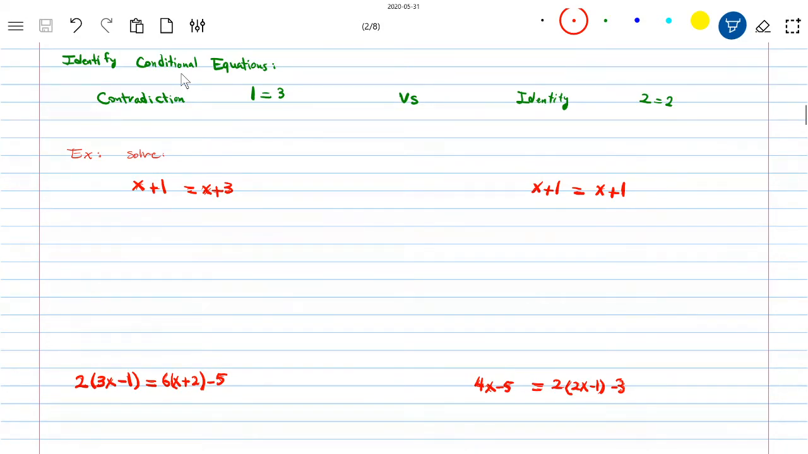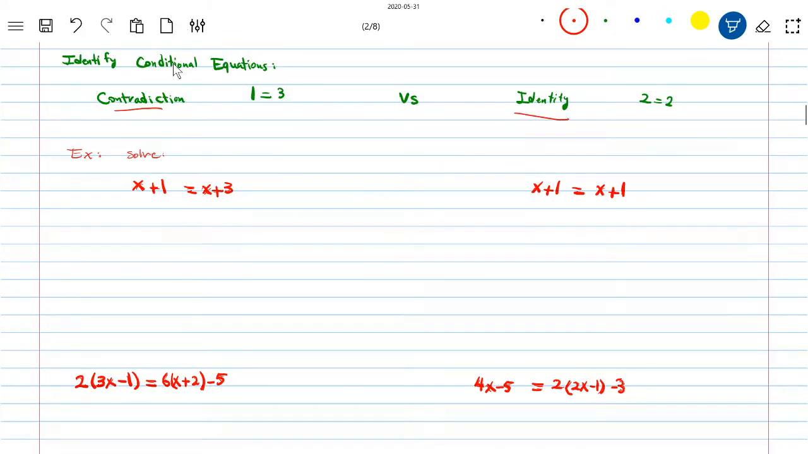Let's continue on the linear equation from last time. Let's discuss identifying conditional equations. What does it mean? It means sometimes your equation does not give you a specific solution. Sometimes when you solve an equation, you end up with some statement. There are two cases, contradiction case and identity.